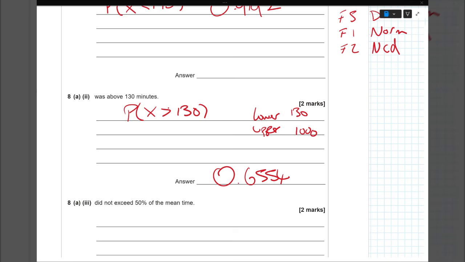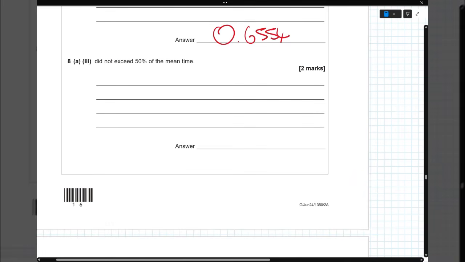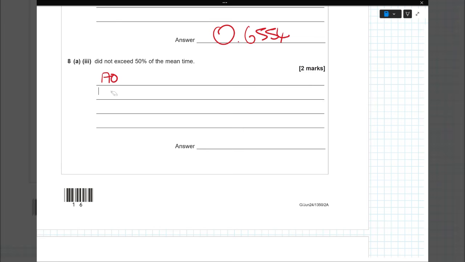Okay, next question. We're looking at part 3: did not exceed 50% of the mean time. The mean time is 140, and we're dividing that by 2. That gives us 70. So we want the probability that x is less than or equal to 70. Less than or equal to won't matter because the probability of it being equal to that is so small.